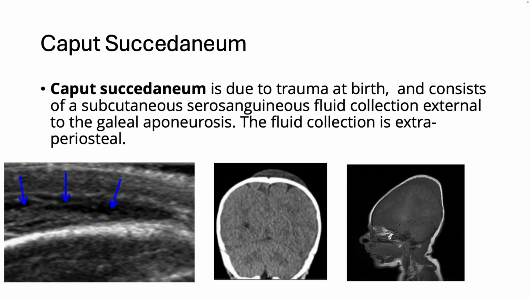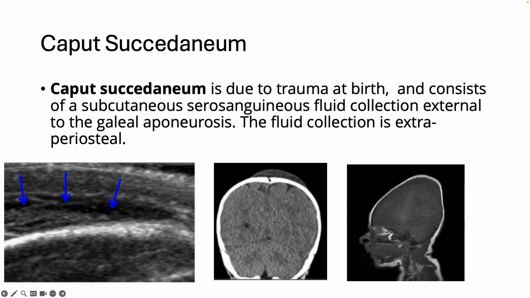Now look at the other options. Caput succedaneum. How does a caput succedaneum look? A caput succedaneum is also due to trauma and is a serosanguinous fluid collection which is external to the galea aponeurotica. So on this head ultrasound, you can see that this uniform soft tissue above the bone is the periosteum, but there is some more soft tissue which is not so uniform and thicker. So this is likely not the periosteum but the galea aponeurotica, and there is some fluid collection. So that gives us only one option, and that is caput succedaneum.